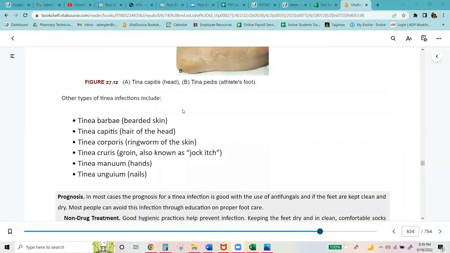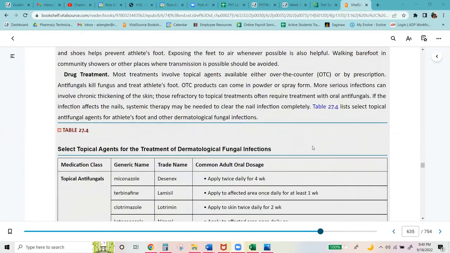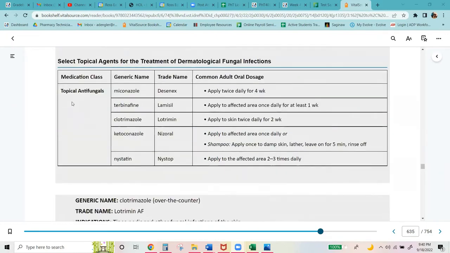So you can also get fungal infections of the bearded skin, hair of the head, ringworm of the skin, groin, hands, nails. And here are some select topical agents for the treatment of dermatological fungal infections. So we have topical antifungals.